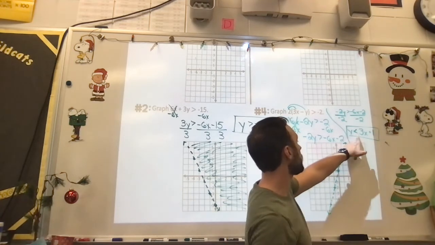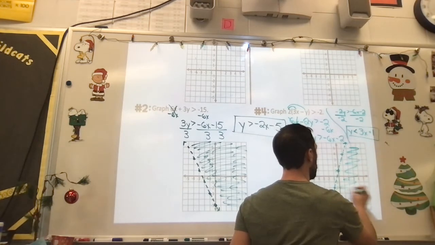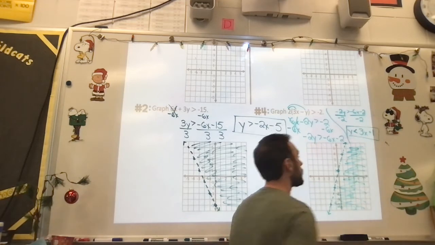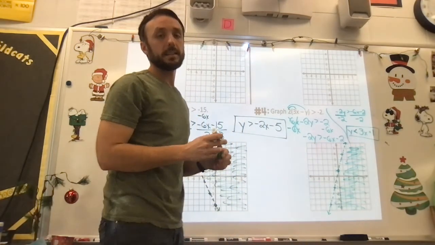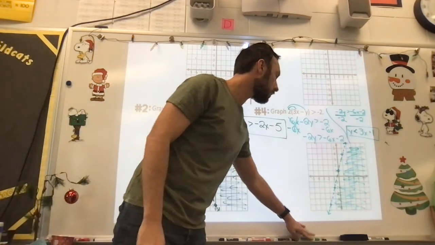And then because it's less than, I'm going to shade it below it. Just like that. So that is the graph to the inequality of y is less than 3x plus 1.